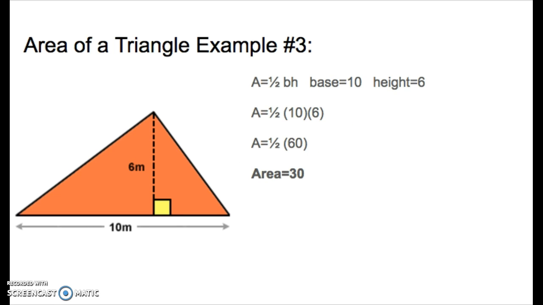In our last example for the triangles, we're going to use the same formula we've been using, area equals half of base times height. So we see at the bottom that the base is 10 meters, and we see that the height is 6 meters. So we're going to plug these two measurements in. So our new formula is area equals half of 10 times 6. So when we multiply 10 by 6, we get 60. So we do area equals half of 60, which is 30.